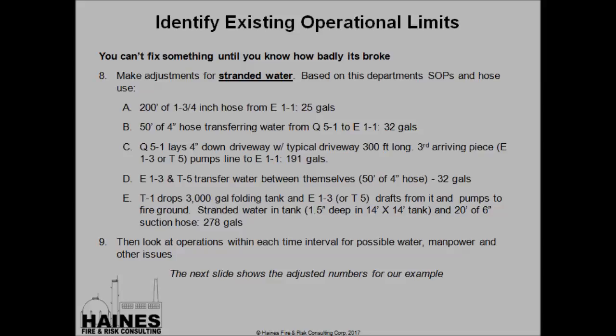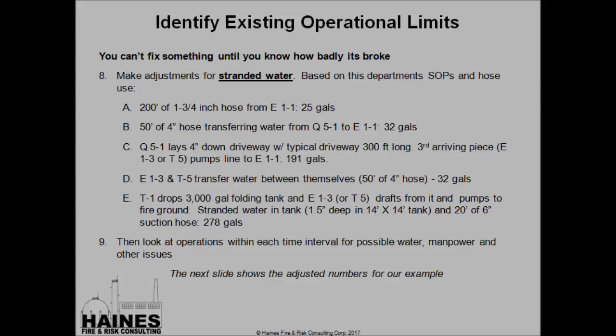Based on this department's SOPs, they're typically using 1 3/4 attack lines, 4-inch hose, and they tend to roll right into a drop tank operation or folding tank operation. If you add all these numbers together in this first alarm assignment, there's going to be about 560 gallons of water in that assignment that are going to be lost to the fire ground that aren't operational. It's just a fact of life.